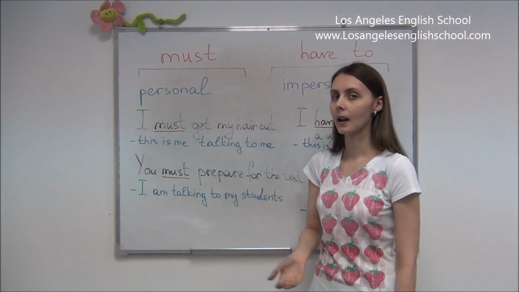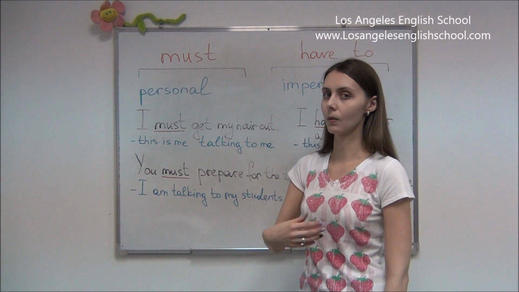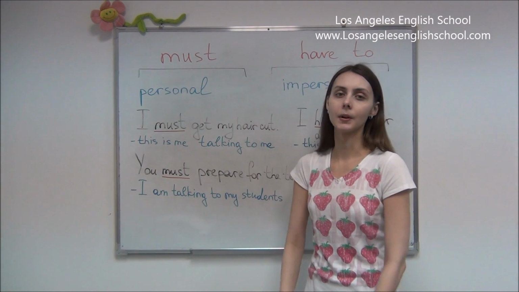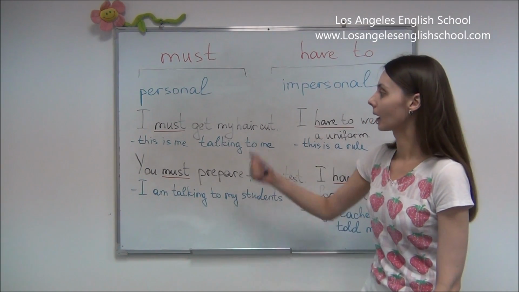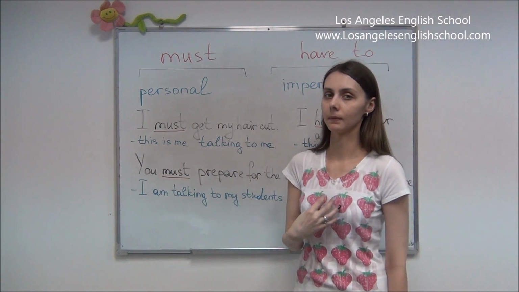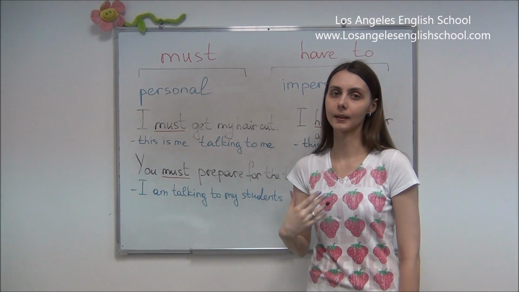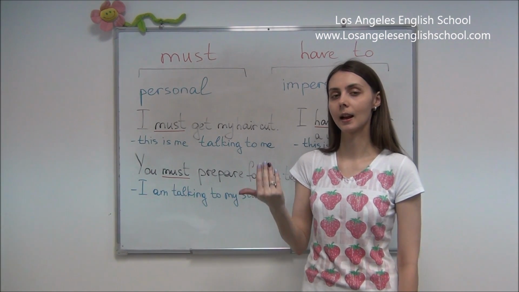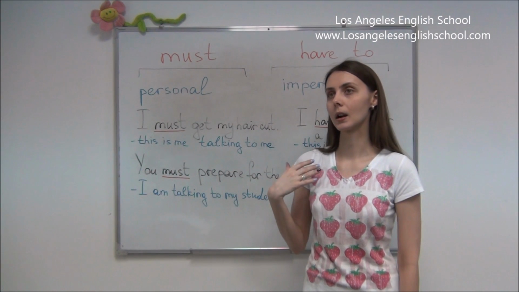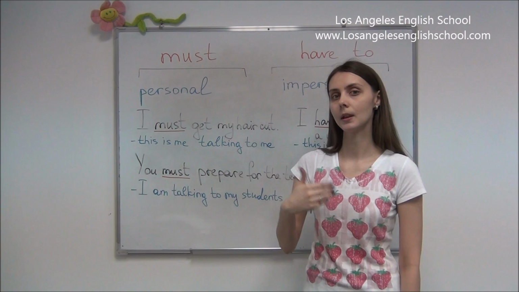What does it mean? It is based on my opinion or on the opinion of the speaker. So it is more personal. For example, I must get my hair cut. This is me talking to me. I look at myself in the mirror and I see that my hair is too long and I am talking to myself. I must get my hair cut, or I must wash my hair, or whatever I want to do, it's me talking to me.